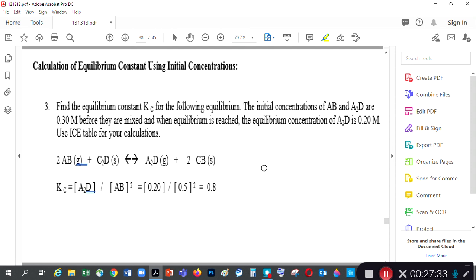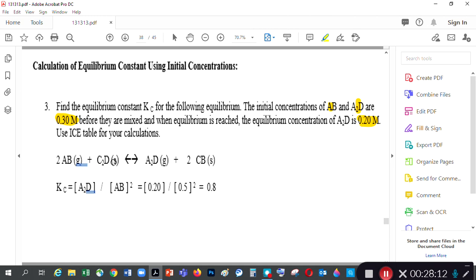So now let's look at this. We'll find the equilibrium constant. It's given to us the concentrations of A, B, and A2D, and they are at the initial concentration, for both, of 0.3, correct? Before they are mixed, but when equilibrium is reached, the equilibrium concentration of A2D is 0.2 molar. So use the ICE table for your calculation.